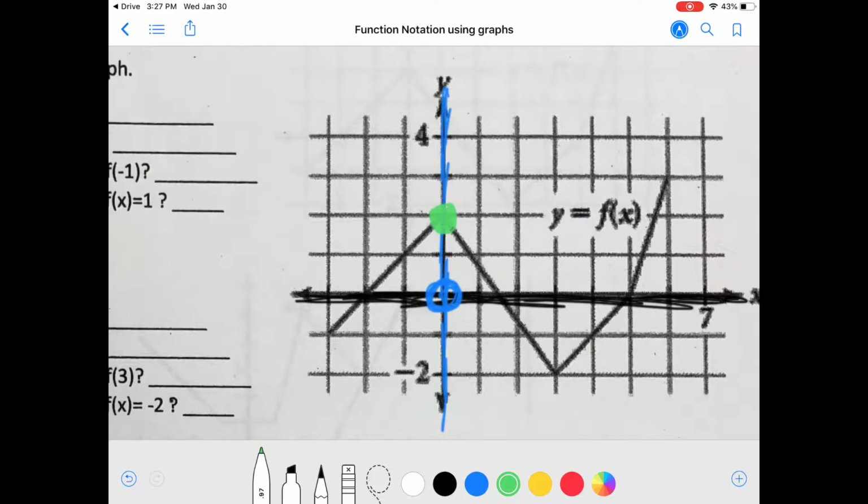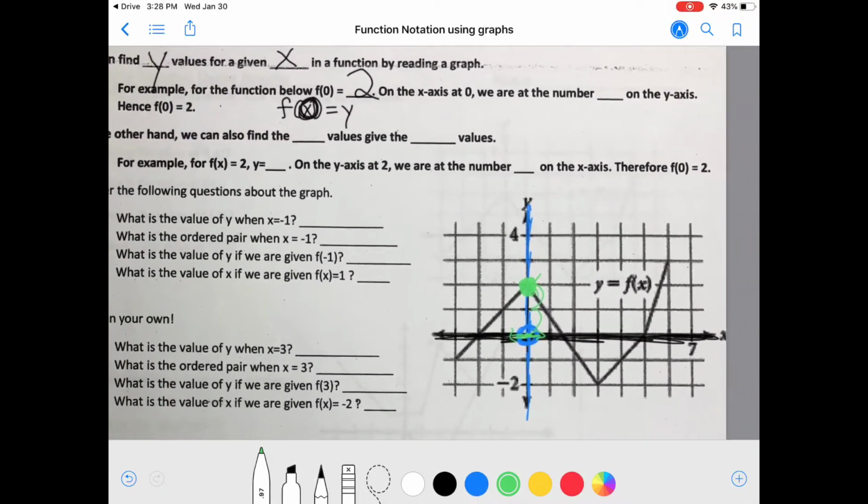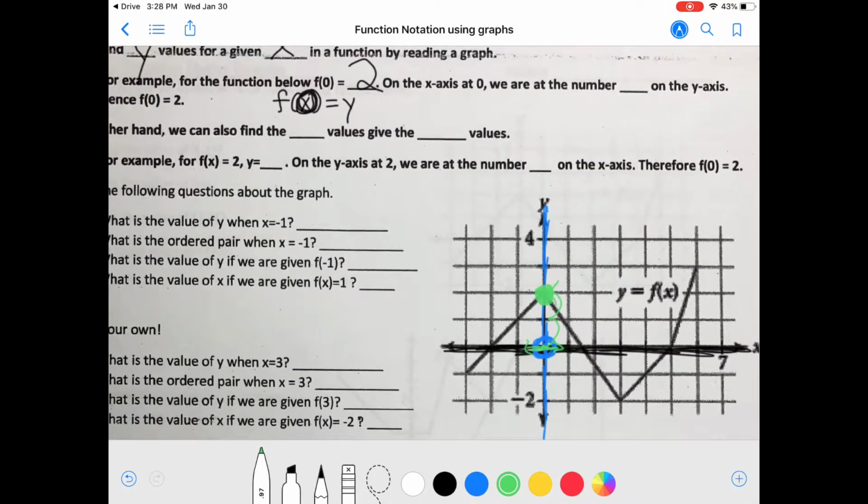So, to get to that point, we are going nowhere on the x-axis, but we're going up 1, 2. So our y value when x is 0 is 2. On the x-axis at 0, we are at the number 2 on the y-axis. That's what we just did. Hence, the value of f of 0 is going to be 2.